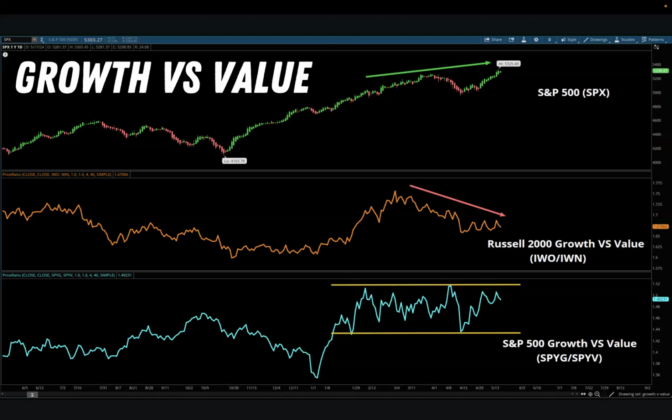So, I really like this one. This one's super simple, nice and basic, and it does a great job of doing exactly what you're looking for, right? Trying to measure growth versus value performance in the small caps and the large caps.